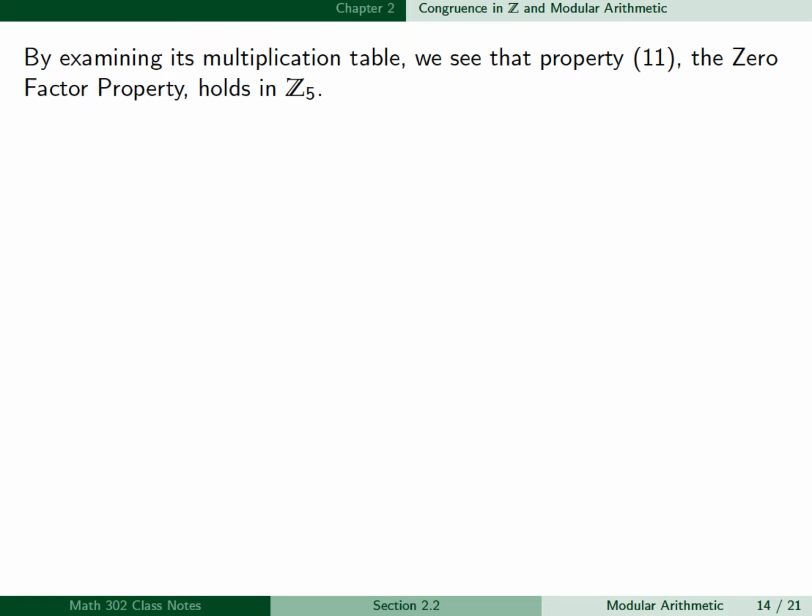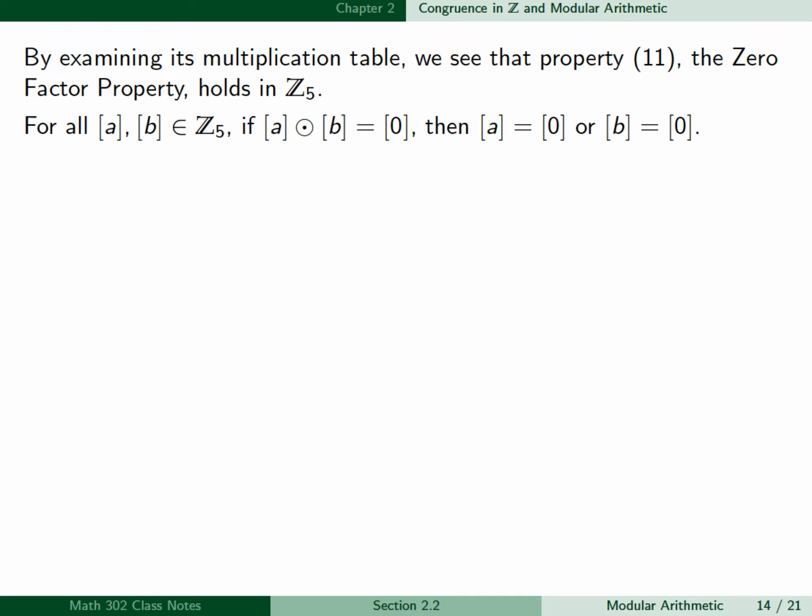Now by examining its multiplication table, we see that property 11, the zero factor property, holds in Z5. For all elements A and B in Z5, if their product A times B is equal to 0, then either A is 0 or B is 0. This is shown by looking at the multiplication table for Z5. The only entries in the table that equal 0 are along the first row or the first column.